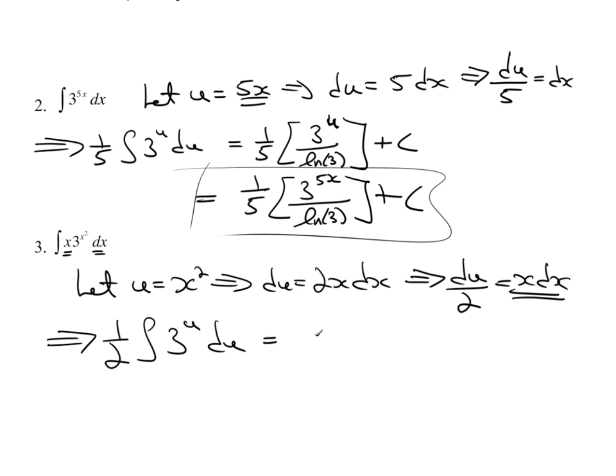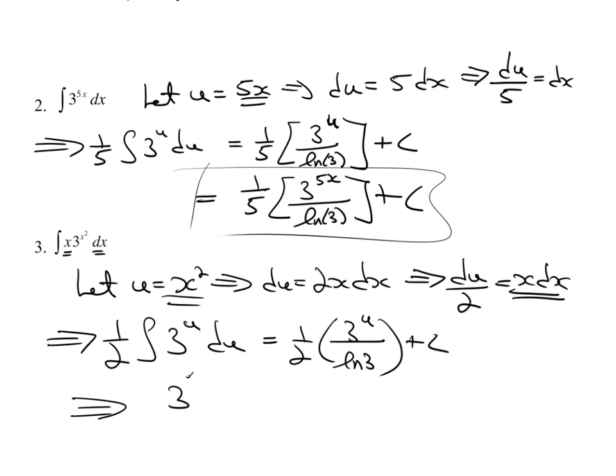That is going to be 1/2 times 3 to the u over ln 3 plus that constant of integration. And let's not forget that u is x squared. So this actually is going to give me 3 to the x squared over 2 ln 3 plus c. And obviously, because of the properties of exponents or properties of logs, I can write this as ln of 3 squared, which is ln 9. There's a couple different ways I could write this thing, but this is fine, just the way it is.